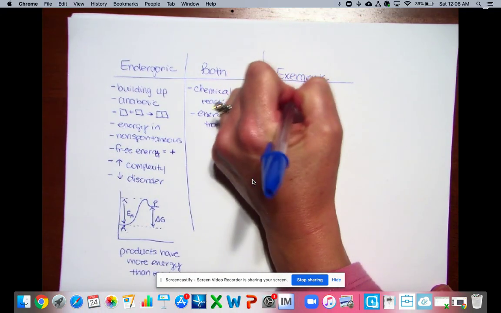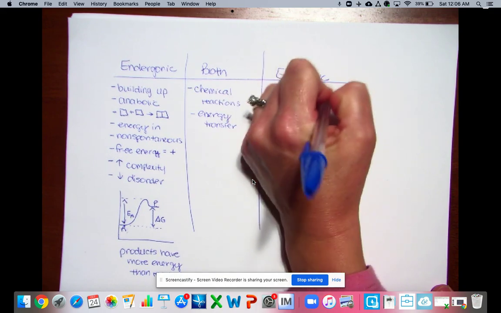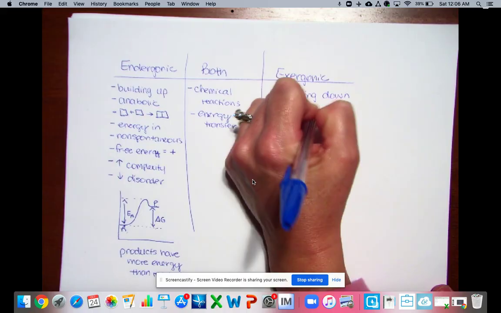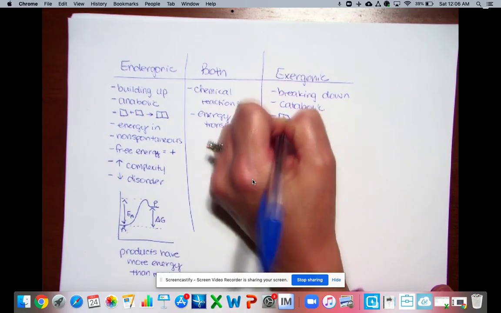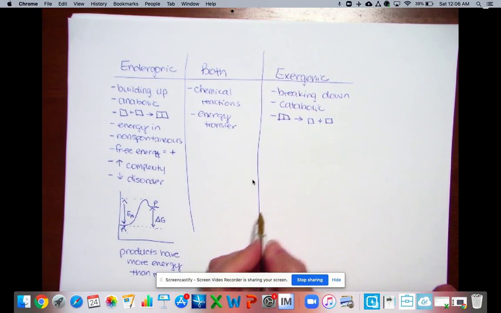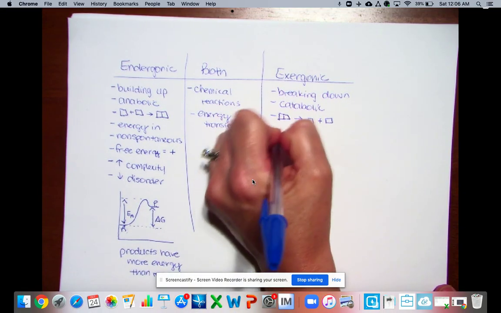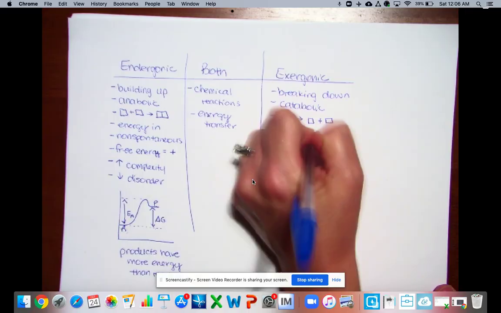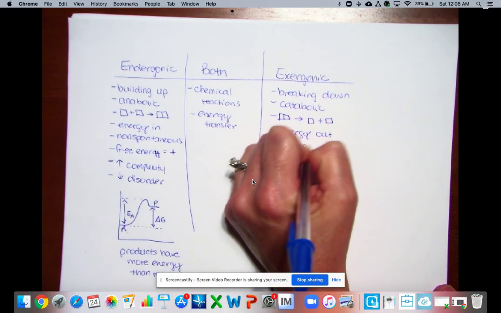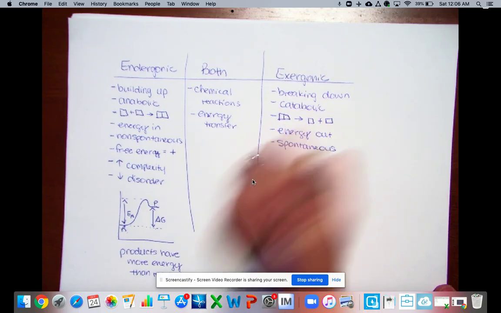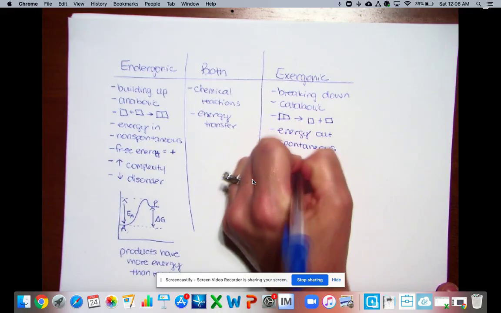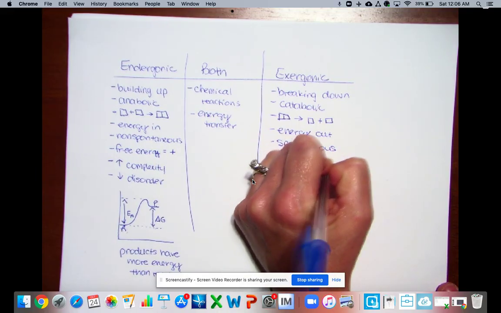Exergonic is basically all the opposite. You're breaking down. It is catabolic. Okay, so you're going to start with a polymer and you're going to break it down into two monomers. It's going to release energy, so energy is going to come out. It is spontaneous. Now it does take a little bit of energy to get started, that activation energy, but overall it's spontaneous. The free energy, or delta G, is negative.